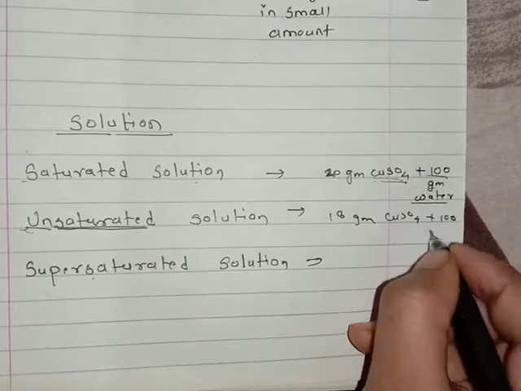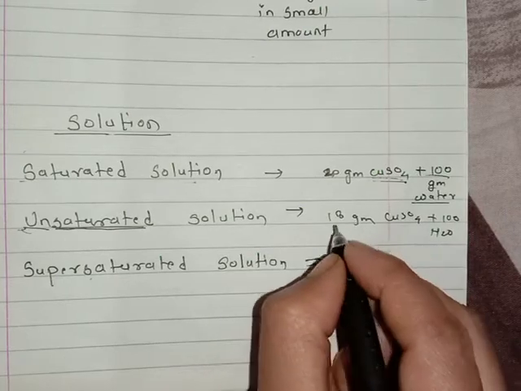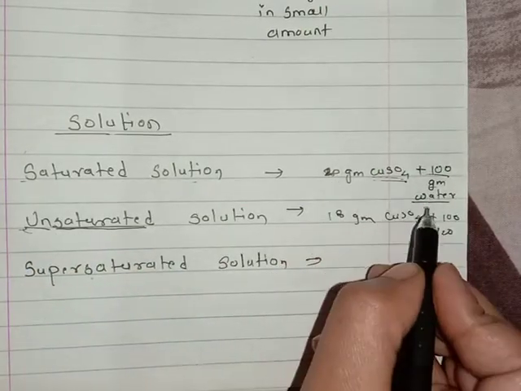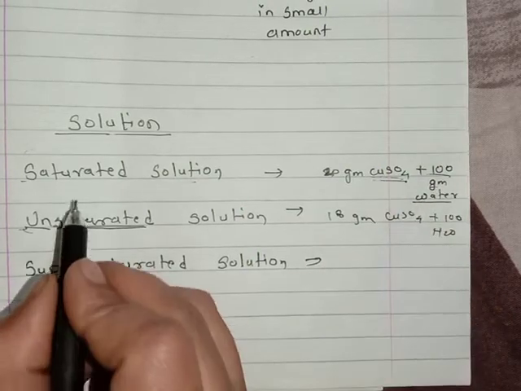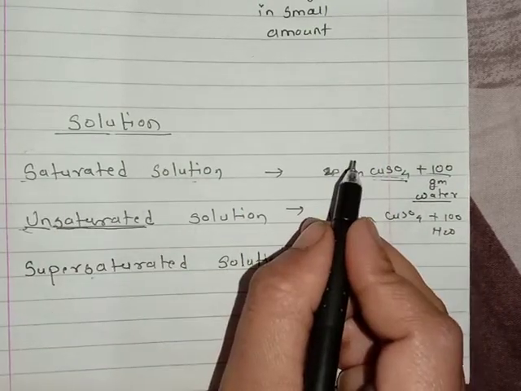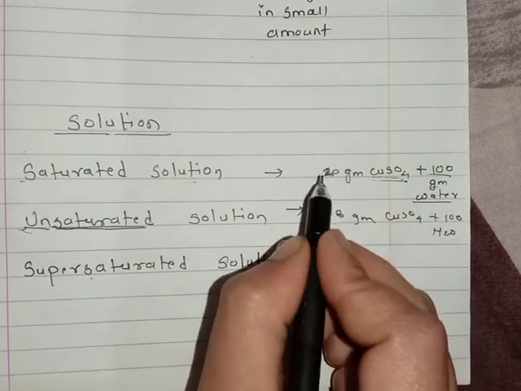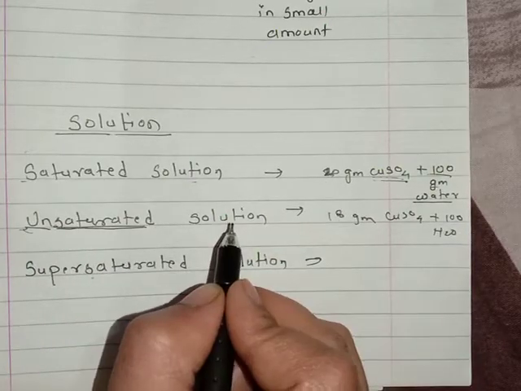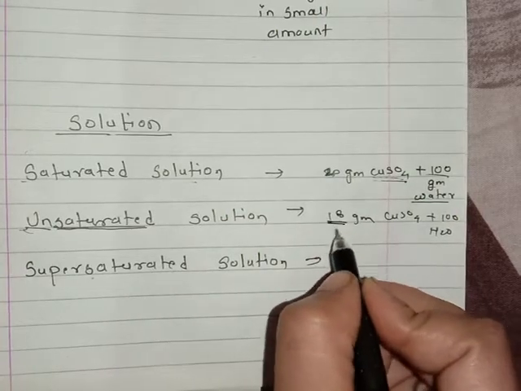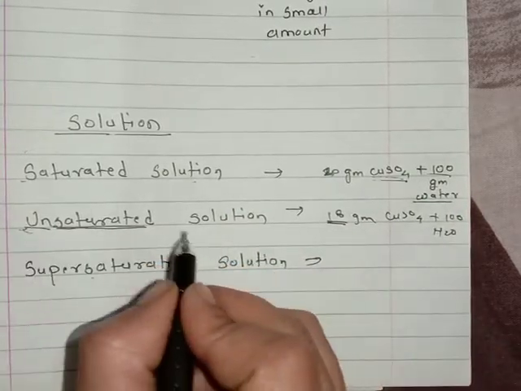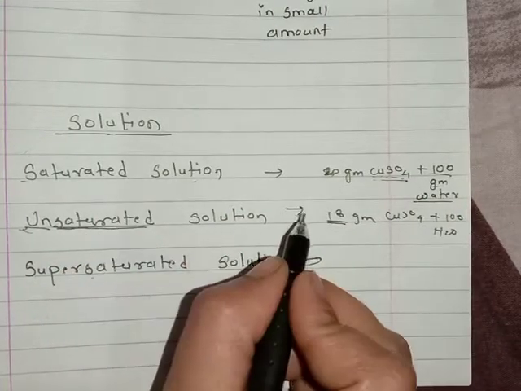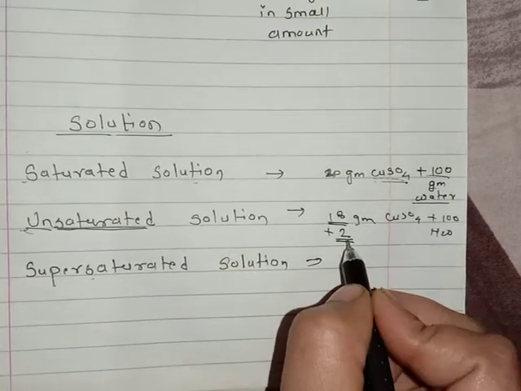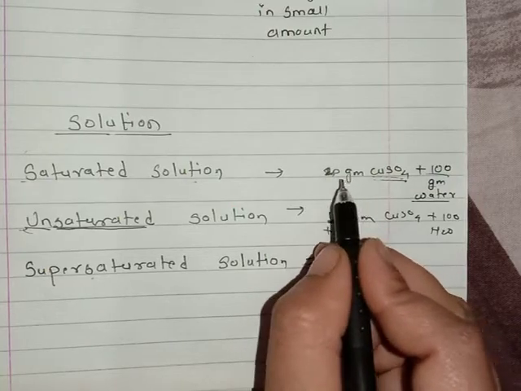in 100 gram of water, of course that will form an unsaturated solution, because 20 gram in 100 gram of water can form a saturated solution at a particular temperature. At the same temperature, if we add less than this, that will form an unsaturated solution. So how many gram can we add more to this solution, children, in order to make it saturated? We can add 2 more gram of copper sulfate, so it will become 20. Clear?